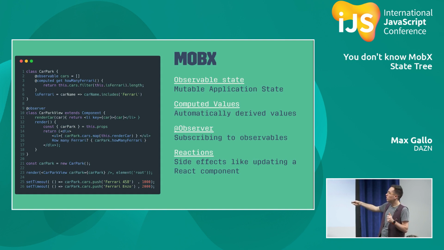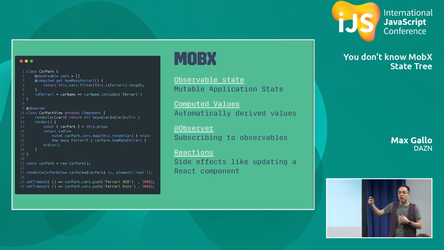First thing, done. Observable state: I define a class, I use the decorators. If your project doesn't support decorators, it's fine. There are slightly different syntaxes, but the concepts are exactly the same. And then we have the computed value. Computed values are interesting because in this case, I'm taking the array, I'm filtering by the isFerrari function, and then I'm taking the length. This is exactly what a computed value is. It's reading from the cars array, and it's outputting something that is a derivation starting from cars.